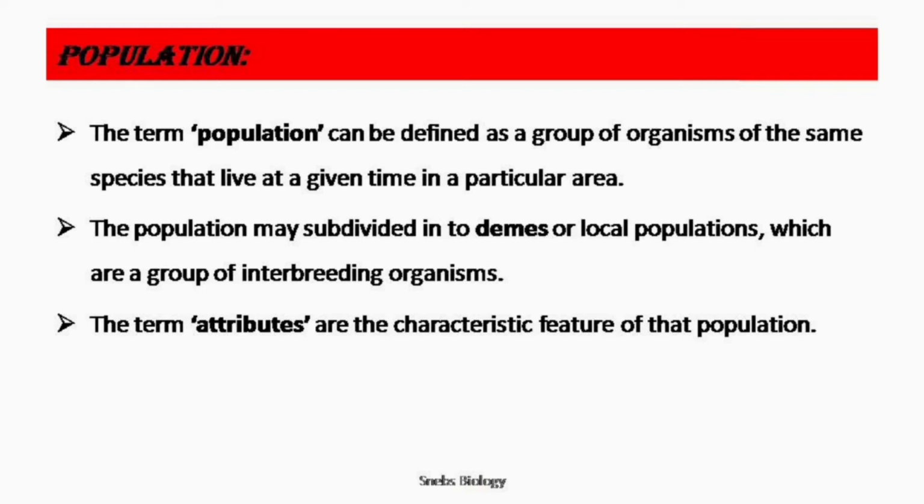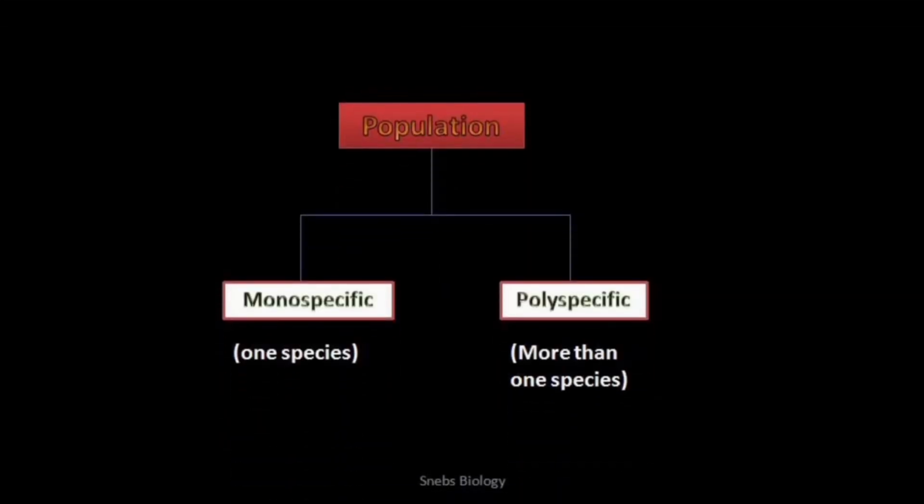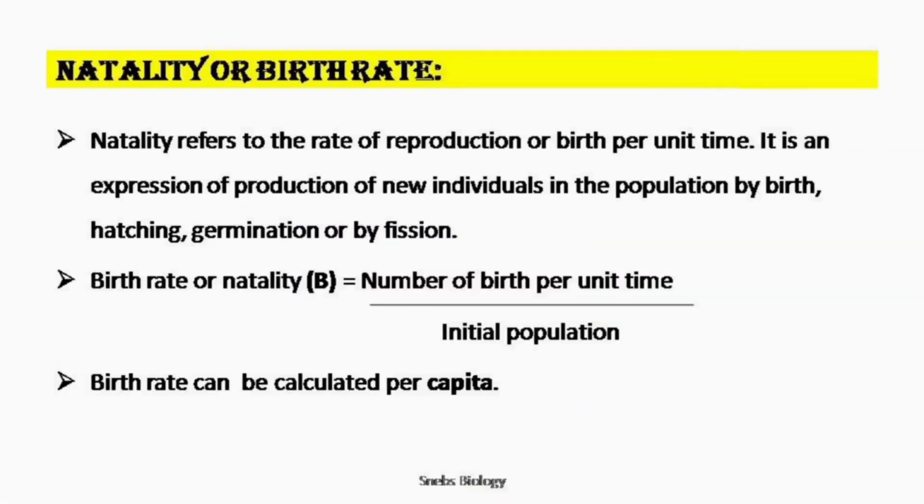Now the second word, attributes, are certain characteristic features or points which are associated only with population, not with individual. Okay. So population can be monospecific, that is the population of individuals of only one species, or it can be mixed or polyspecific population, that means the population of individuals of more than one species. Okay, so we will talk about a few important attributes. The first one is called birth rate or natality.